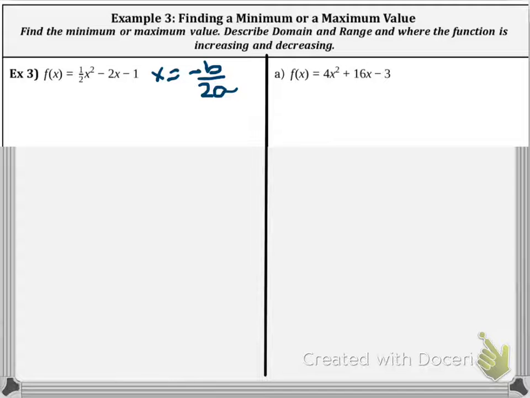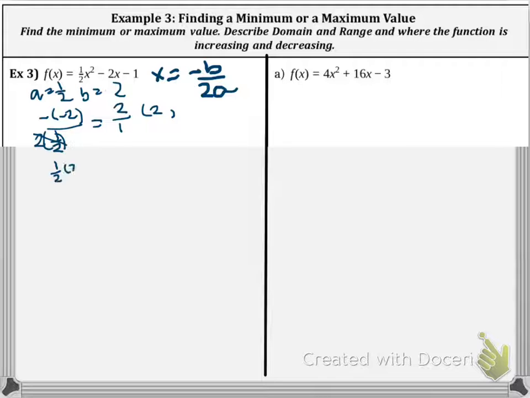So we know that our a value is 1/2, b equals negative 2. To plug it in, we do negative 2 over 1/2, or 2 times 1/2. So this becomes positive 2 over 1. So we know the x value of our vertex is 2. To find the y value, we plug it back into the function.